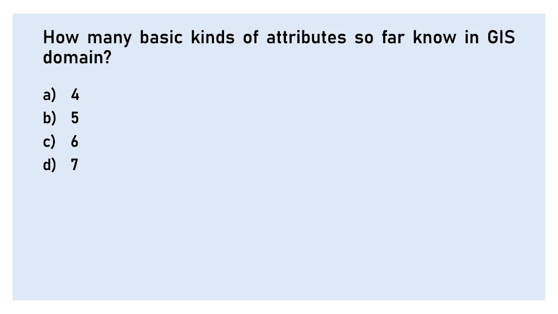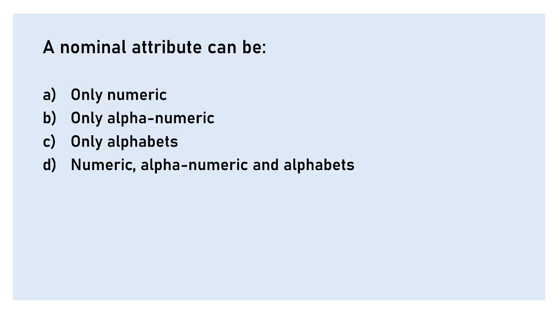Okay, this brings us to the week 2 part. So the first question is, how many basic kinds of attributes so far are known in the GIS domain? We have discussed each of them towards the end, so you can just recollect it. Okay, the answer is 6. We had discussed it, right? The nominal category, the direction or cyclic, then we had the counts, all those, 6 of them we had discussed.